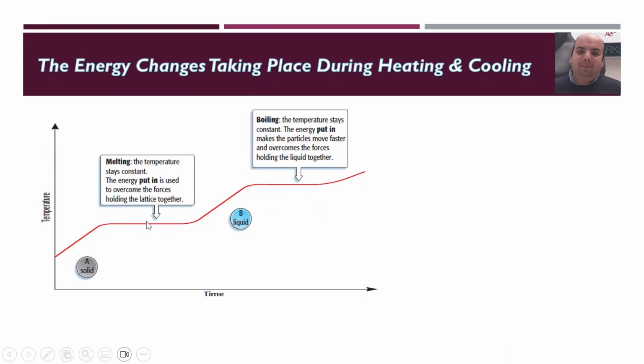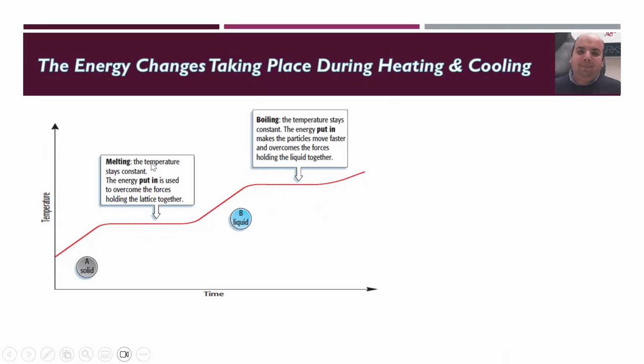However, during a phase change like this one, melting or even boiling, the temperature stays constant. Even though energy is being added, this energy is used to overcome the forces holding the particles together, not to increase their speed. Temperature remains constant during physical change of state. The temperature stays constant even though the energy is being added.